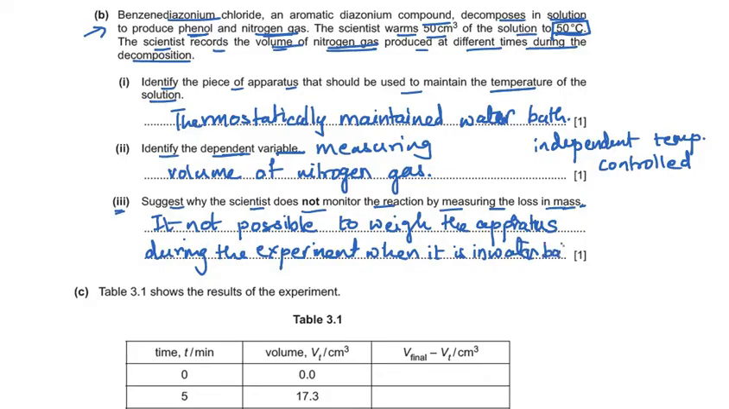So this is why we cannot measure the mass. So we can measure the loss or the change in the volume of gas, specifically nitrogen gas. So here is question B done. Let's go ahead with question C.